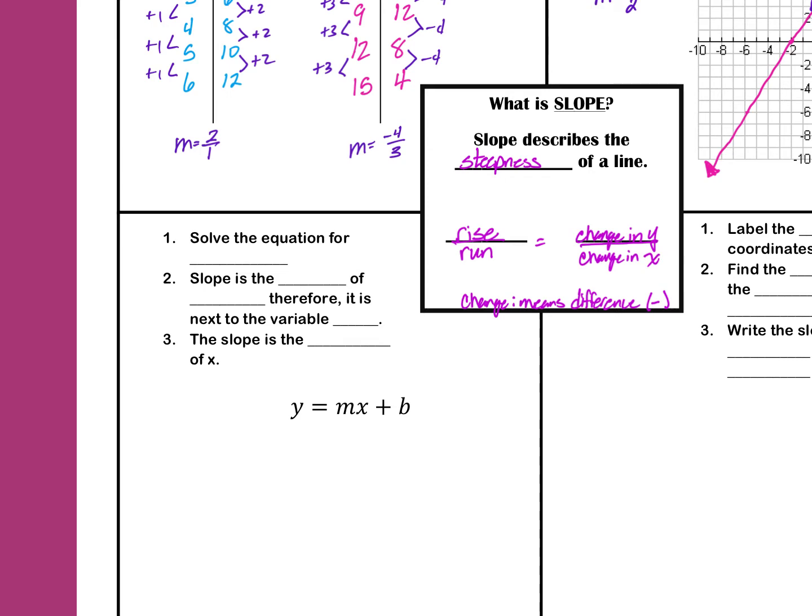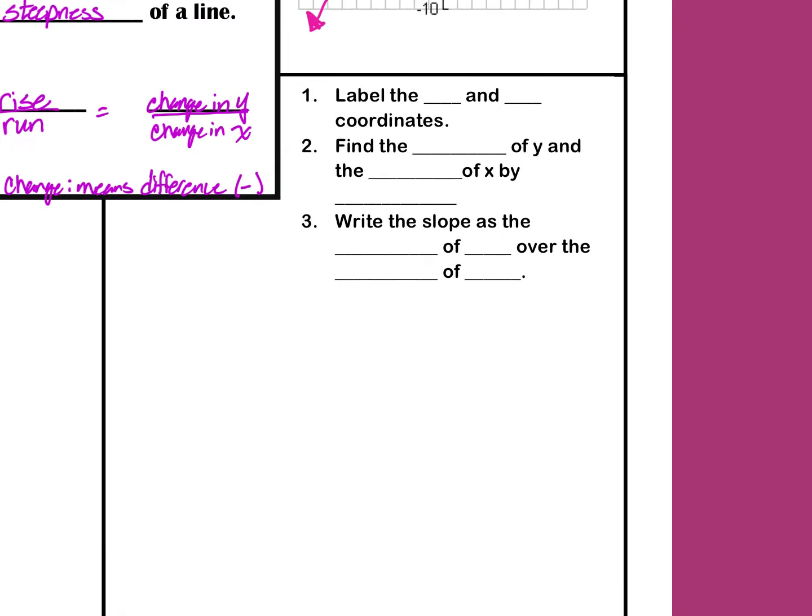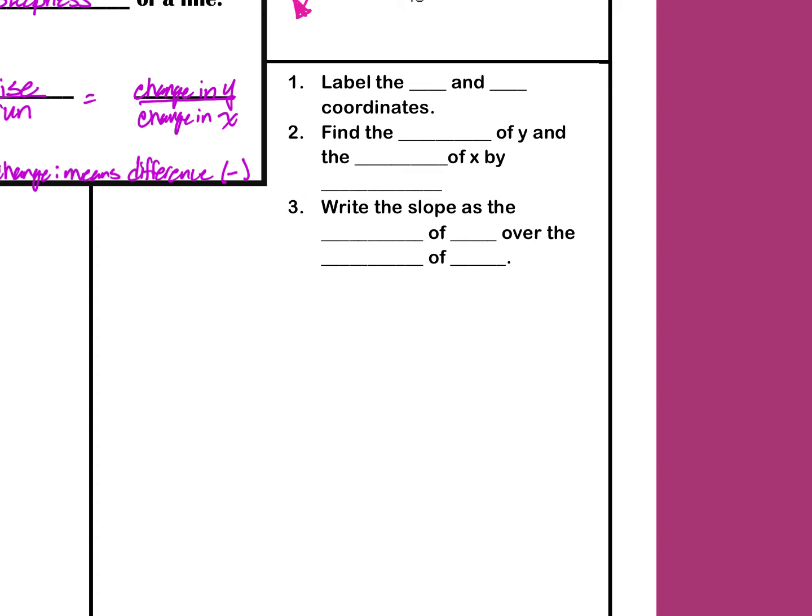I think I want to go to here next, to the one that says from 2 points, because we've kind of already did this a little bit. So we're going to label the x and the y coordinates of my points that they give me. And then we're going to find the change of the y and the change of the x by subtracting. They just made too many words of this. And then write the slope as the change of y over the change of x.